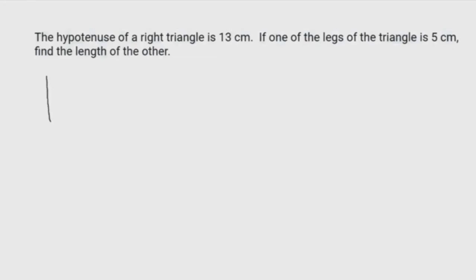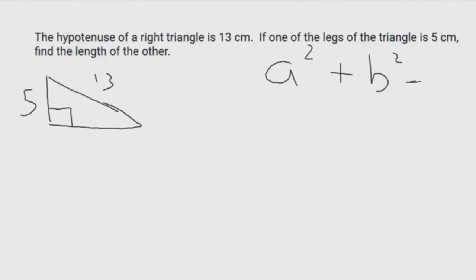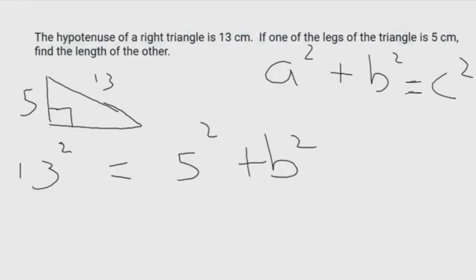Okay, so we're going to start by drawing again. So we have our right triangle, the 90 degrees. One of the legs is 5 centimeters and the hypotenuse is 13. Now let's think back to our Pythagorean theorem that tells us a squared plus b squared equals c squared. So that means 13 squared equals 5 squared plus b squared, because we don't know the length of one of the legs. So let's just simplify this first.